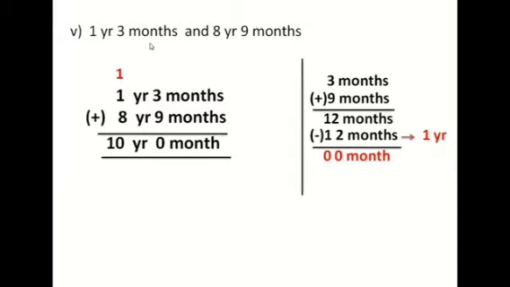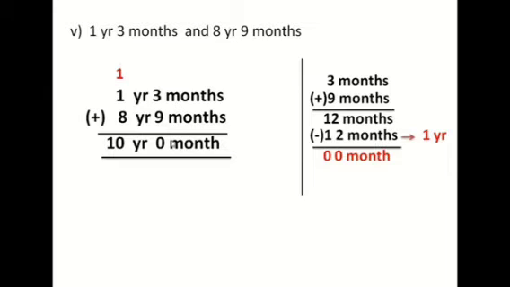Here it is 1 year 3 months and 8 years 9 months. So you have to add months to months and years to years. 3 plus 9 gives you 12 months. So when months are 12 or more than 12, we have to subtract 12. So 12 minus 12 gives you 0 months. Here 12 months means 1 year. So 1 year will be carried over in the column of years.